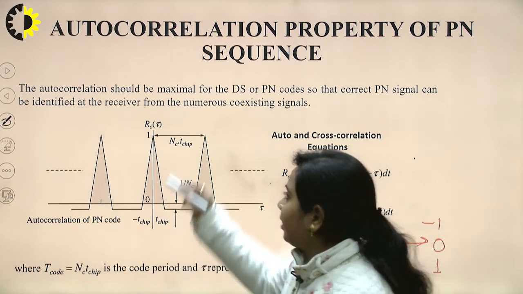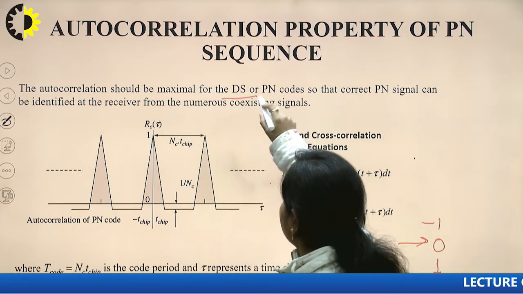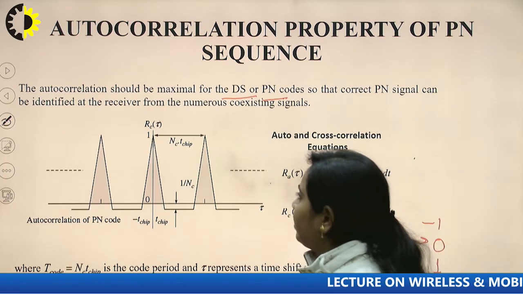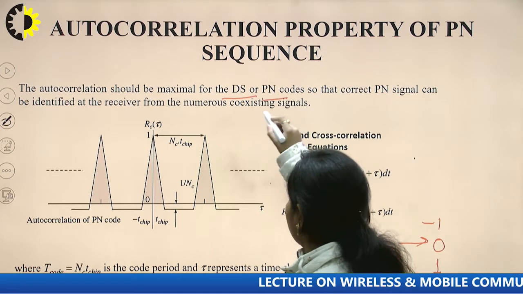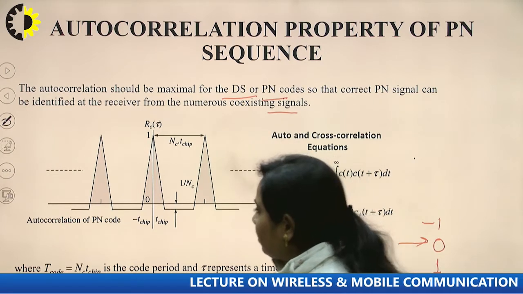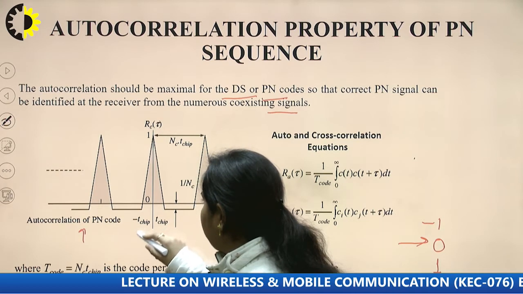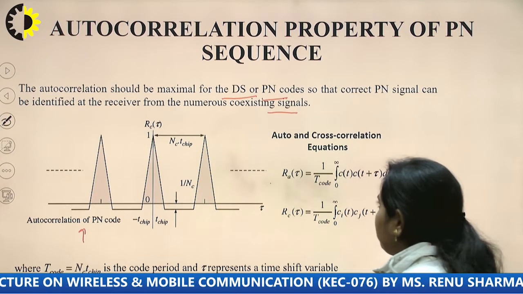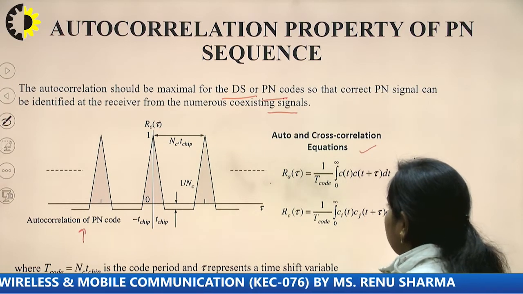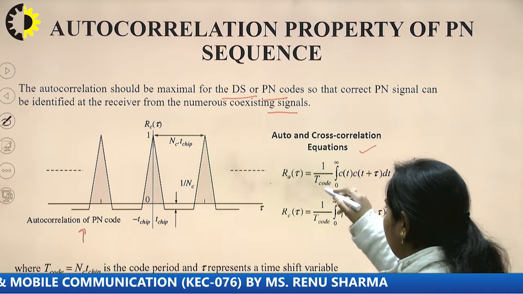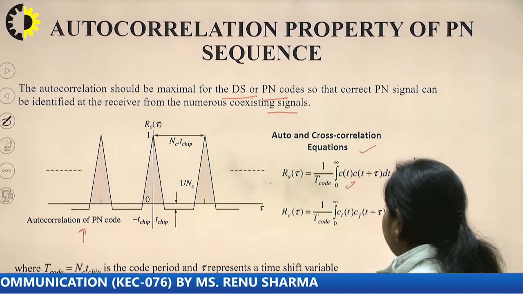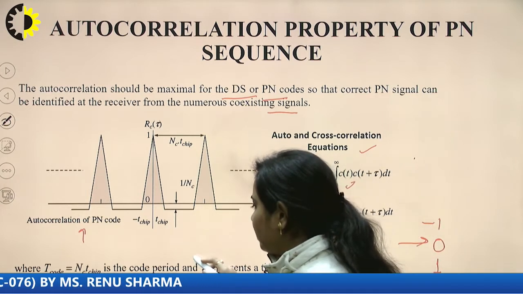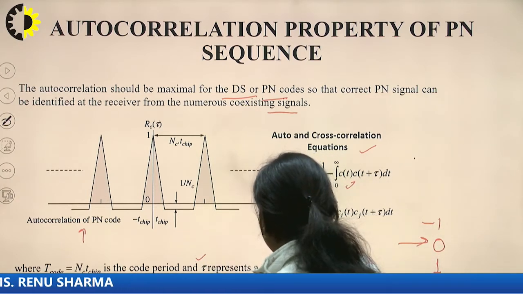So this is the diagram. The autocorrelation should be maximal for the DS or the PN codes so that the current PN sequence can be identified at the receiver from the numerous coexisting signals. You can see that this is the autocorrelation of the PN code that will vary from -T chip to +T chip, and this is the length of this particular code. The autocorrelation and cross correlation equations are shown over here, that is 1 upon T code, integral from 0 to T code of c(t) c(t plus tau) dt. Here T code is equal to N times T chip, which is the code period, and tau represents a time shift variable.